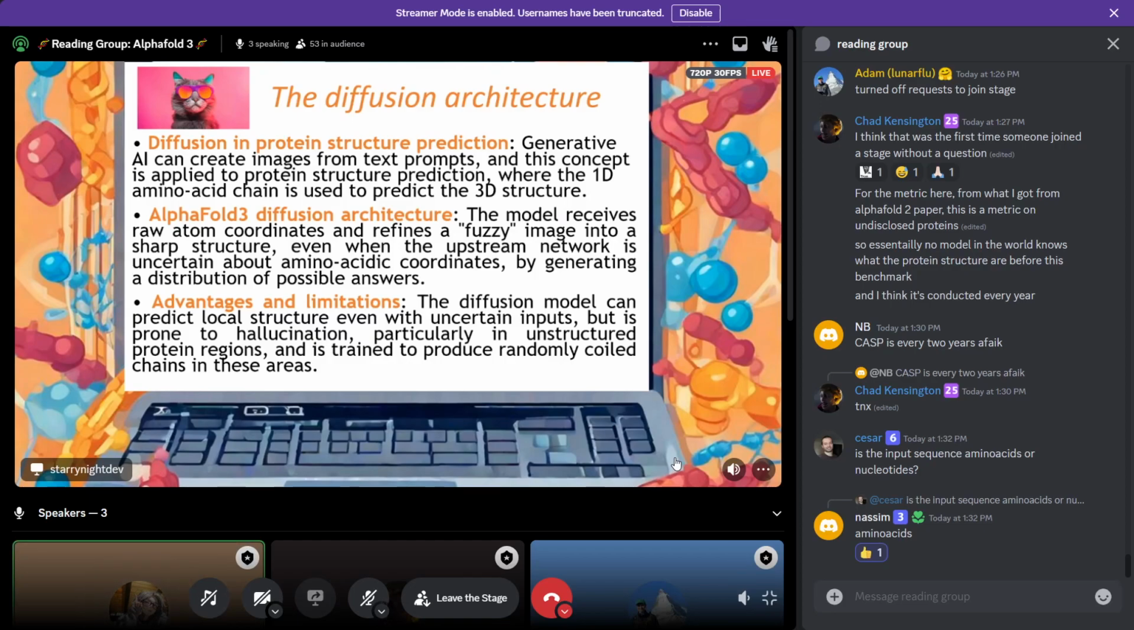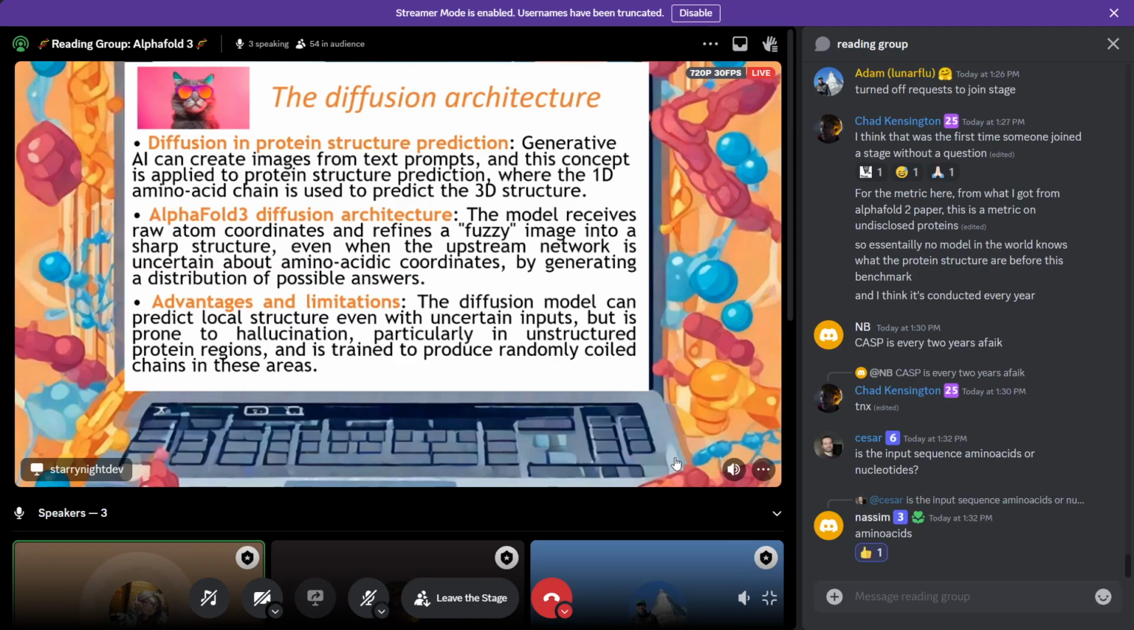And this fuzzy structure comes with amino acid coordinates, chemical relationships, physical relationships, all this stuff. And the stable diffusion model is now able to generate real 3-dimensional variations of this fuzzy image, which represents a distribution of lots of the possible 3D structures of the protein we have.